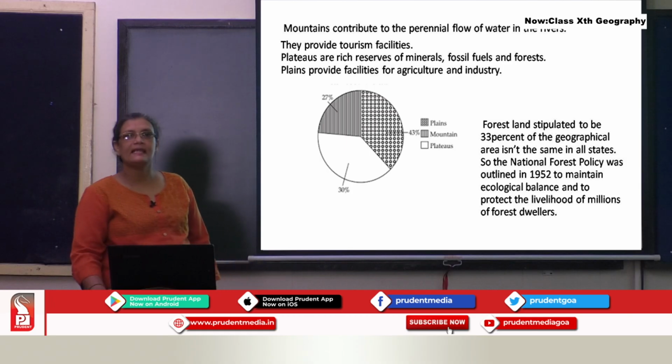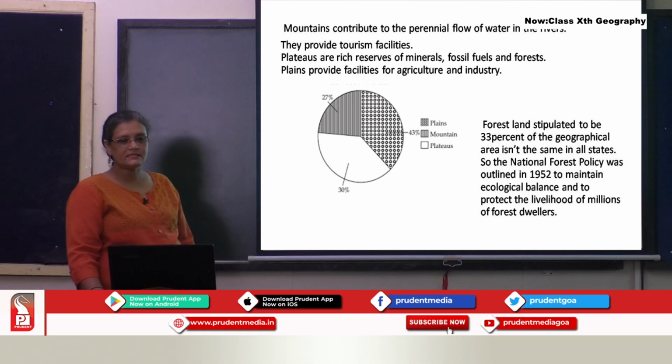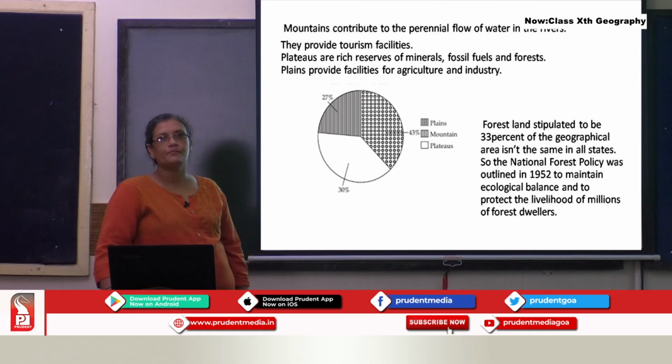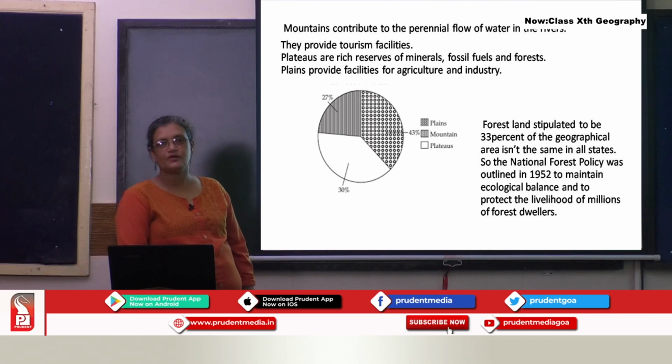How is India's land divided? Basically, it is divided into mountains, plateaus and plains. You can see the pie chart. We have about 43% of our land as mountains, about 30% as plateaus and 27% as plains.